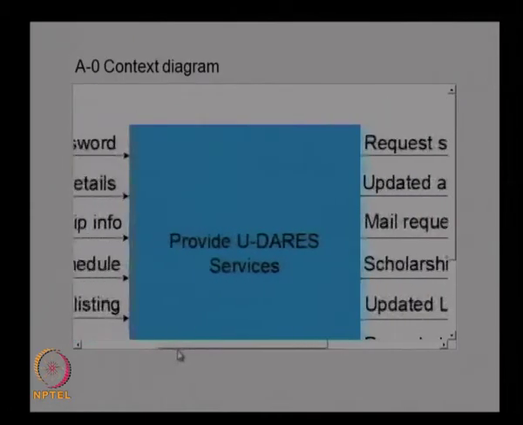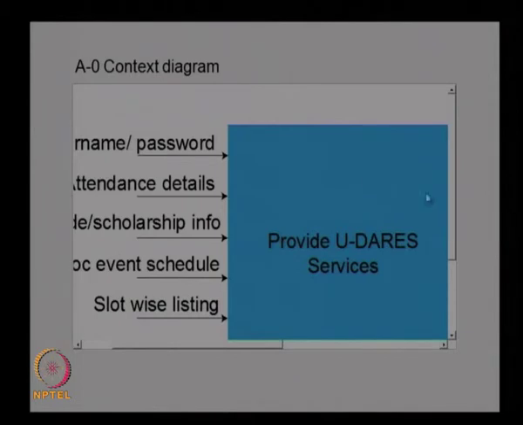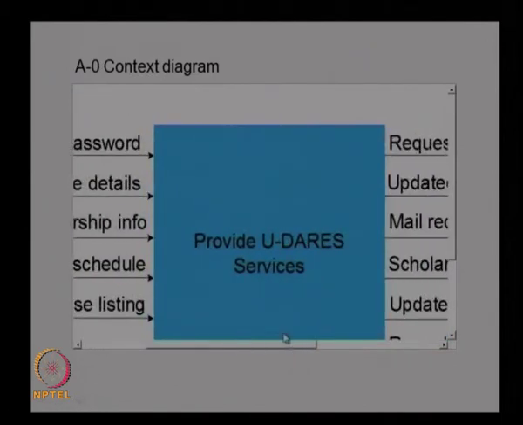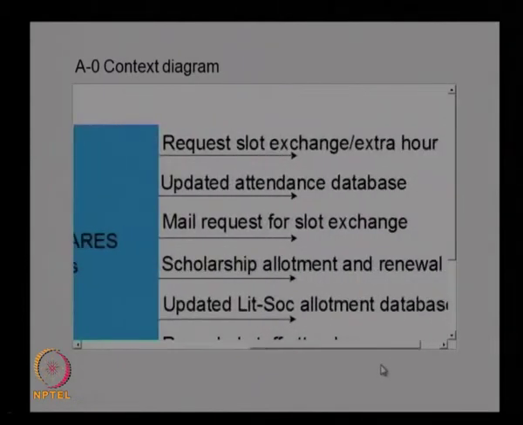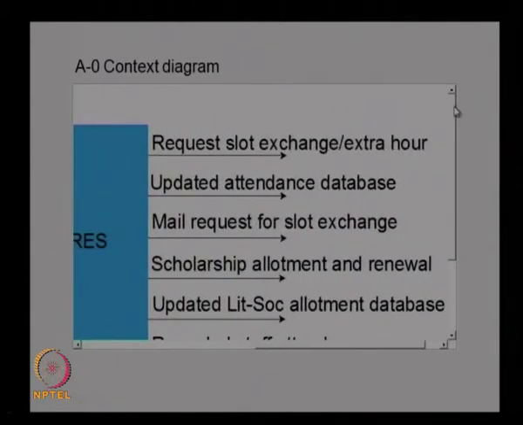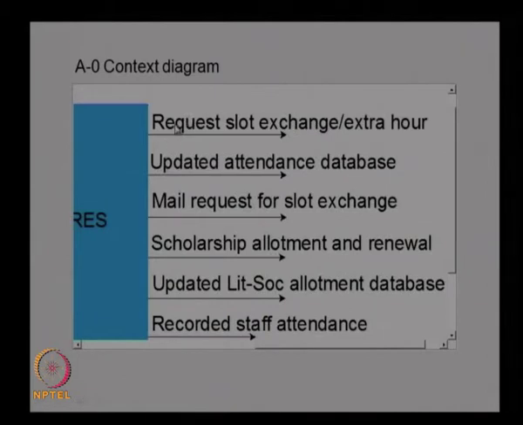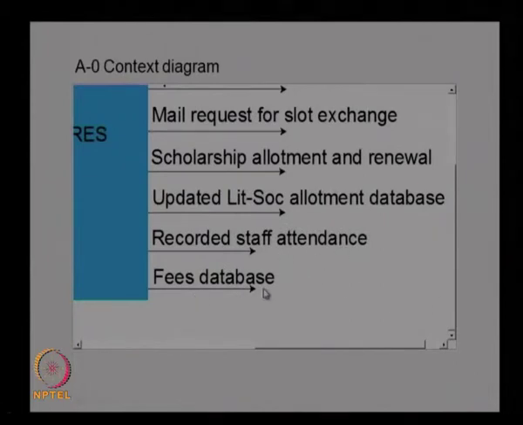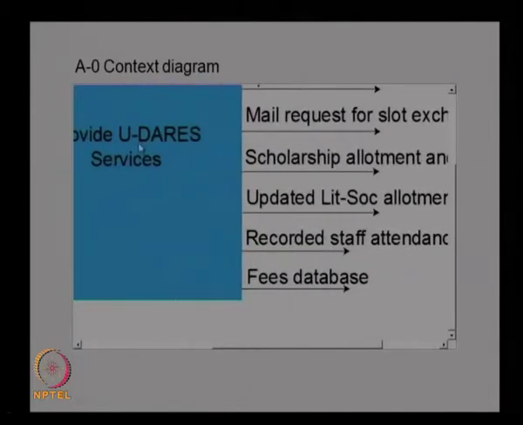Okay, for functional decomposition we saw this in the previous examples. We start with the A0 context diagram, and we identify all the inputs and outputs. These are the inputs to the system, and this is the main function of the system, providing UDAIR services. This shows the outputs coming from the main system, whatever we discussed in the previous slides: updated attendance database, mail request for slot exchange, scholarship allotment and updated databases, then staff attendance fees database. All these will be given as output from the UDAIR services.